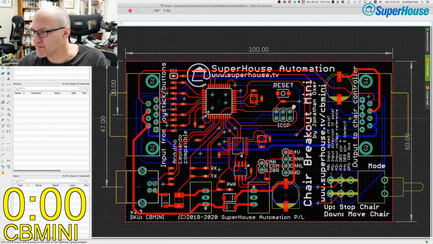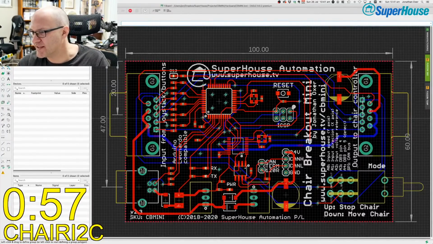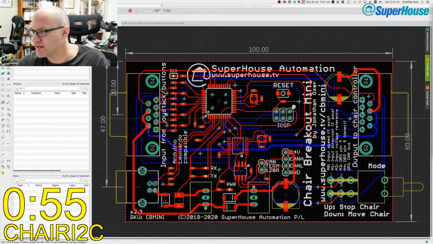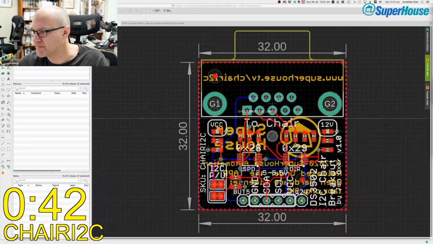What? Chair I2C. Okay, this one is brand new, Chair I2C. It is so new that I've received the PCBs and I have not actually assembled one. They are sitting in a box. Come on, I've got to find the project.